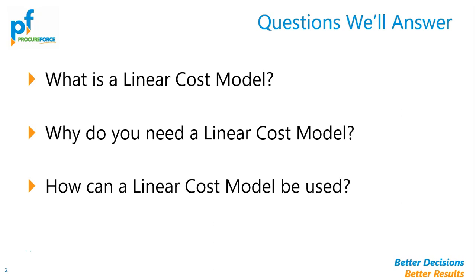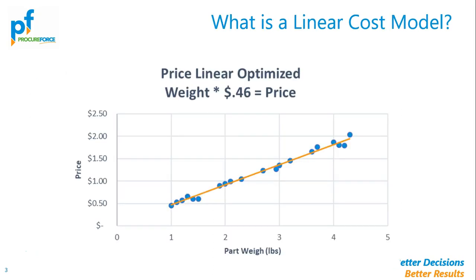This is a short, quick video that describes what a linear cost model is, why you need a linear cost model, and how it can be used. A linear cost model is basically using one factor to try and determine price. Here's an example of price equals 46 cents per pound, where you just take the weight of a casting, multiply it times 46 cents, and you get a clear indication of where the pricing should be.